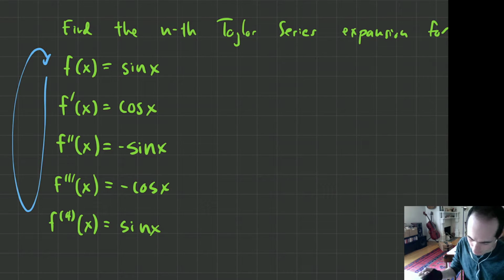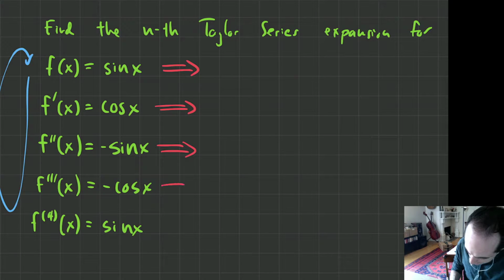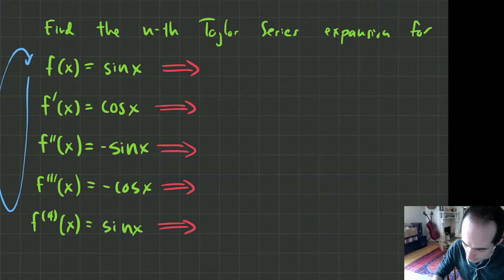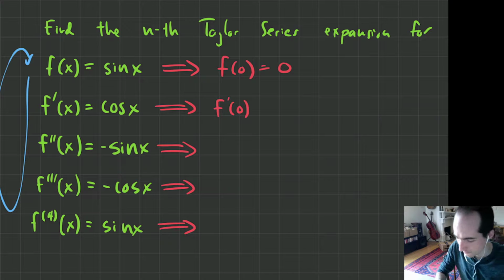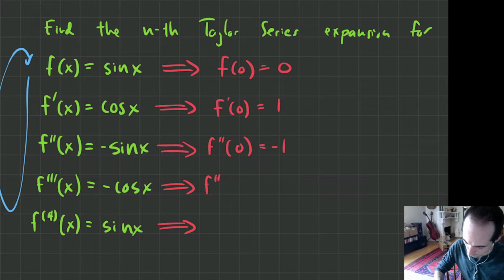So we can kind of stop there and say, okay, well, there's a pattern going on. So let's start calculating these functions at 0. So we'll evaluate each of these functions at 0. So f at 0, well, sine of 0 is 0. F prime of 0, well, that's cos of 0. Cos of 0 is 1. F double prime of 0, well, that would be negative 1. F triple prime at 0 is, oh, sorry, not negative 1, negative 0.